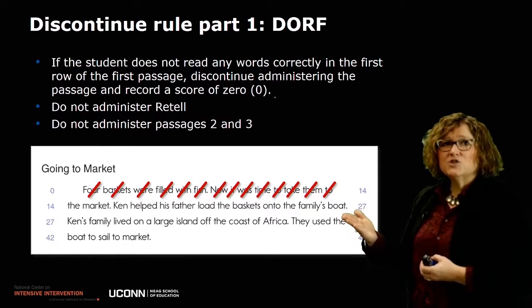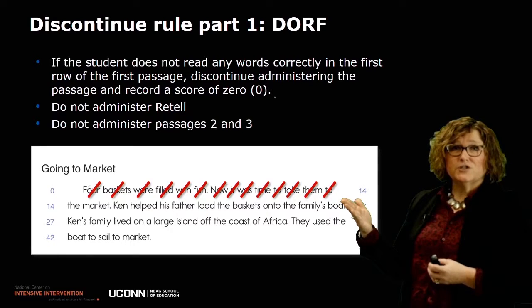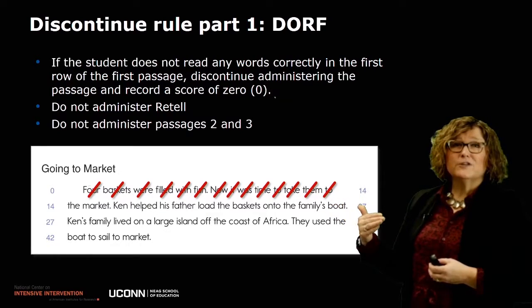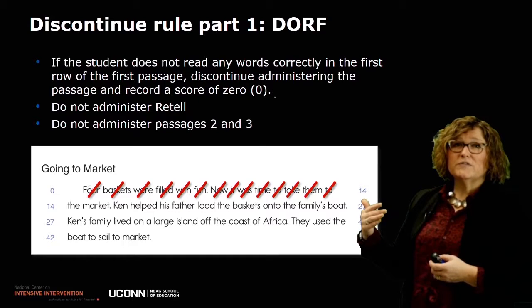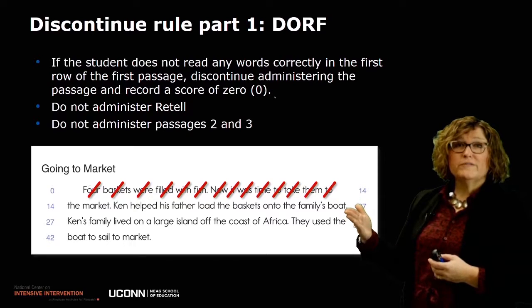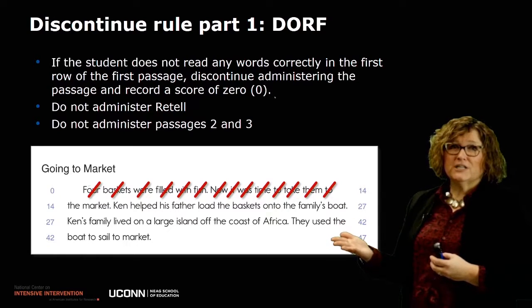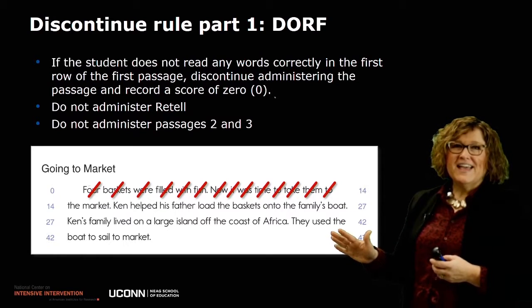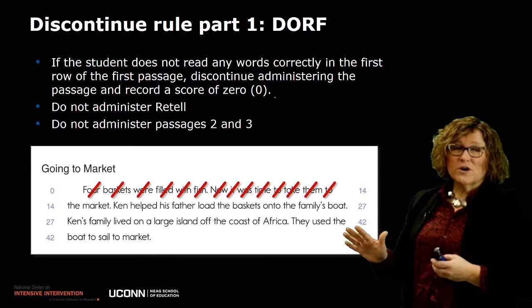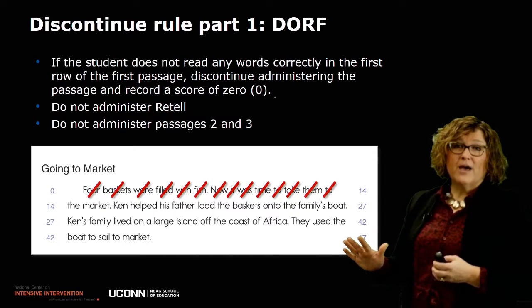In some cases, students actually are not doing so well on the measure that you've given them. Perhaps the level is too difficult. So if the student does not read any words correctly in the first row of the first passage, you discontinue administration. If there's a retell section, don't do the retell section. And you score at 0, and then you're likely going to have to move down to a lower level passage.